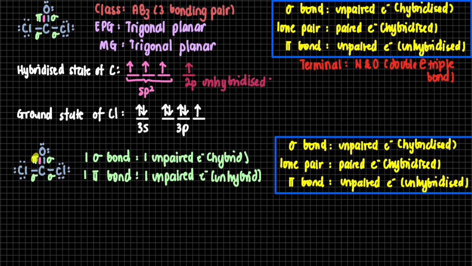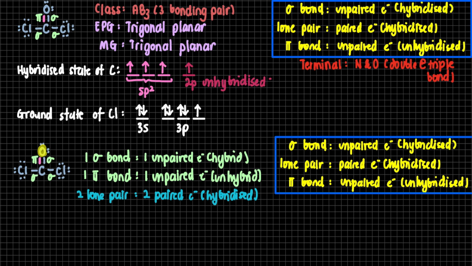If we have 1 pi bond, so again 1 unpaired electron, but it is unhybridized. Okay, but for the case of oxygen, there's extra. There we have 2 lone pairs. So how about the 2 lone pairs? It means that we have 2 paired electrons. In this case, paired because there is a pair. And then it will be hybridized. Okay, so we're talking about hybridized.